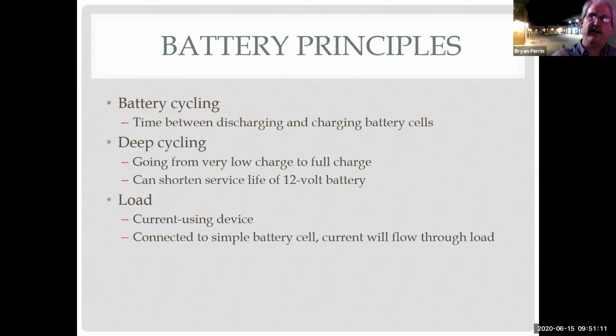Because a motorcycle battery is a lot smaller. It's still 12 volts, but much smaller. So a load, as we've discussed, is any current using device connected to a simple battery cell. Current will flow through the load. So that's a circuit, right? A load conducts power.